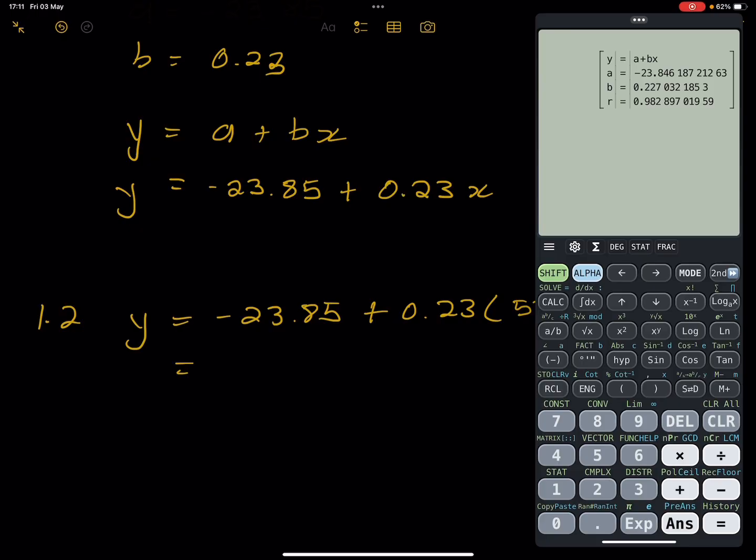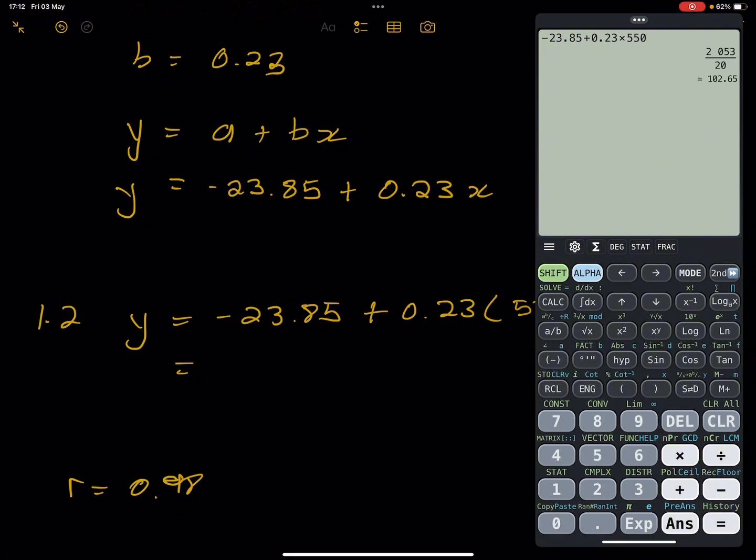And I'm going to come back to my R value. In fact, I might as well just write it down. So my R value is 0.98. Right, so now in this case I've got my calculation there. That's negative 23.85 plus 0.23 times 550.